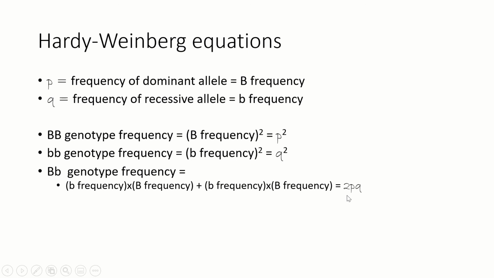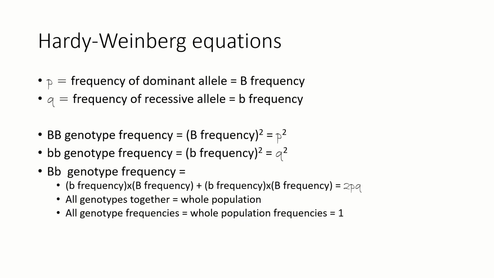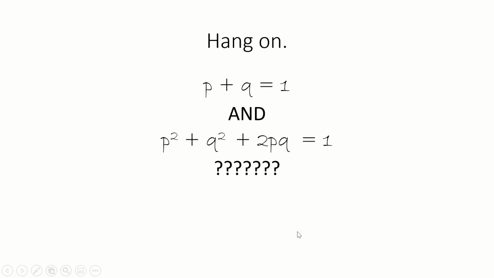All right? Now, if you add all of these up together, then you get all of the genotypes in the population, and that equals 1. So P squared plus Q squared plus 2PQ equals 1. And this is where my head explodes a little bit, but hang with me, okay? Because we said that P plus Q equals 1, but then we do all of this complicated stuff multiplying, and it still equals 1. This is where my brain is like, no, that's not how math works.